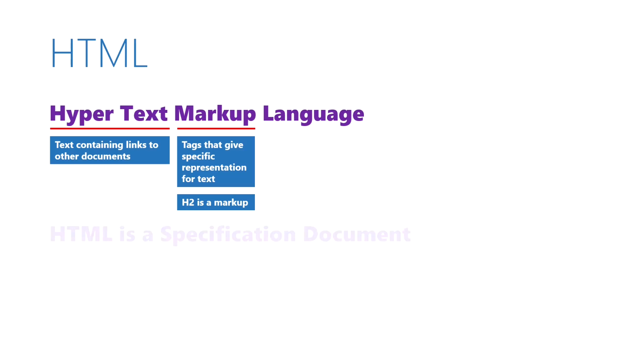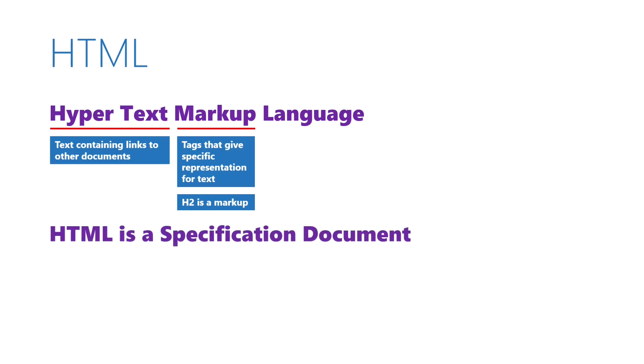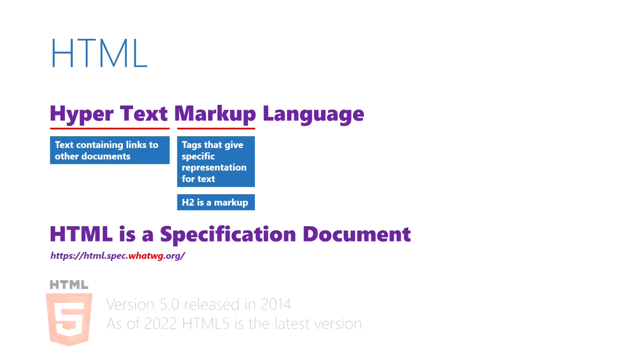HTML standards are defined and documented by an organization called W3C. The specification document can be found in this link. As of 2022, when this course was created, HTML5 is the latest version. Hope this gives an overview about HTML. Let us catch up in the next video.